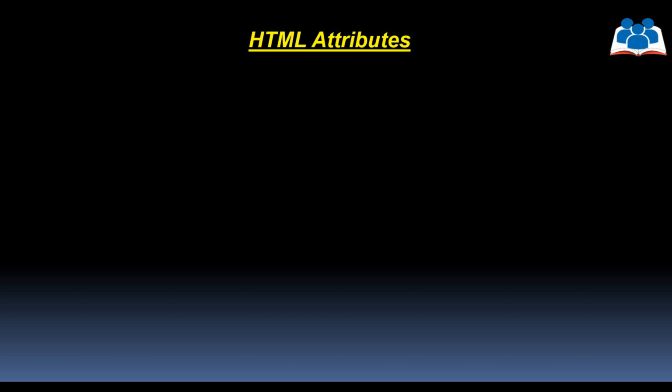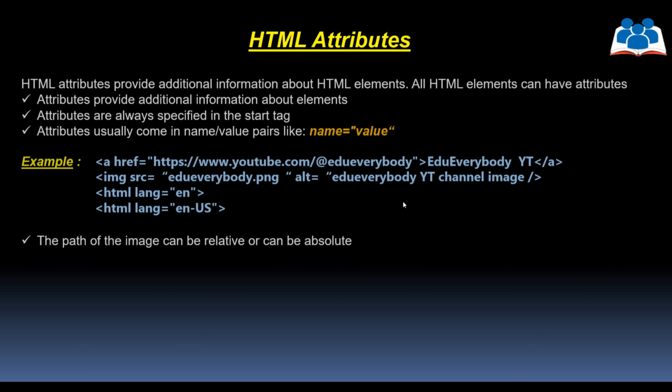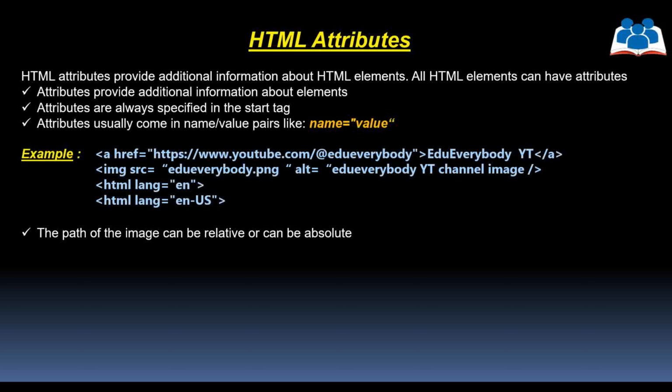So in the last video we have gone through the tags and we have coded as well. So in this video we will go through the HTML attributes. So what is an HTML attribute? HTML attributes provide additional information about HTML elements. All HTML elements can have attributes.